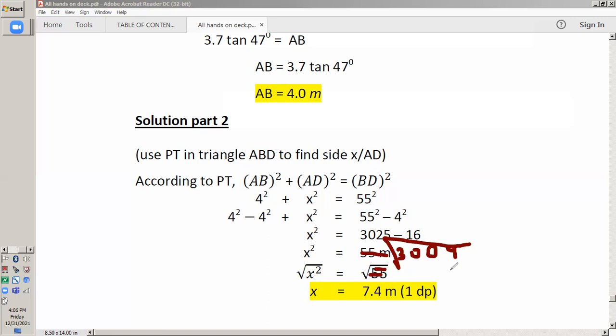That turns out to be 54.85. So the answer is, if it's one decimal place, 54.9 meters. And we square root the left and the right to get rid of the x squared. So ladies and gentlemen, x is actually equal to 54.9.